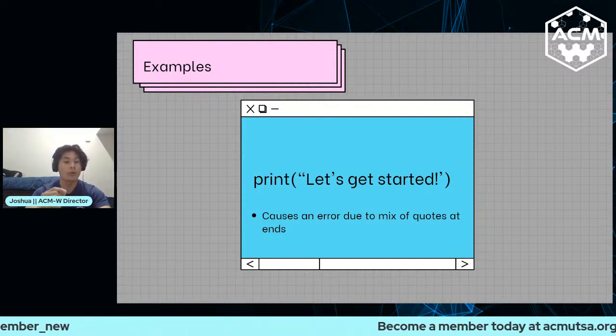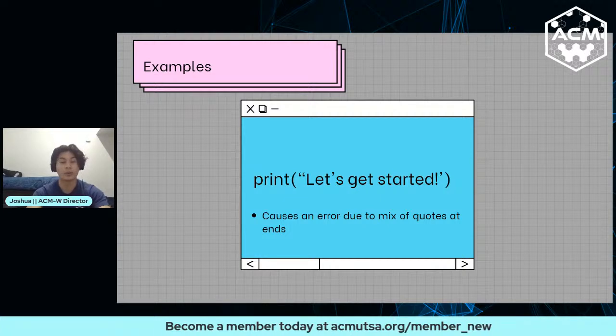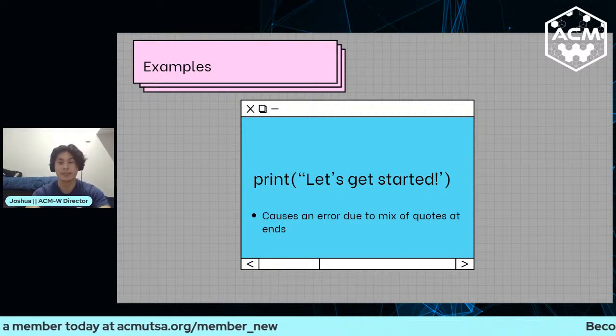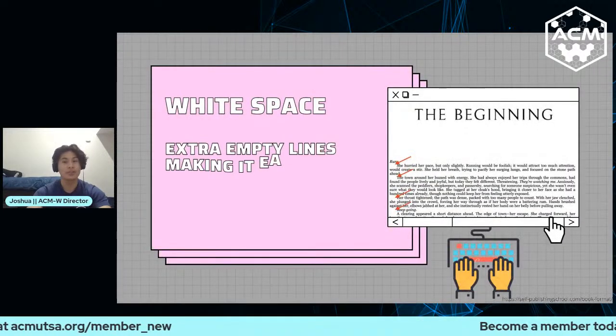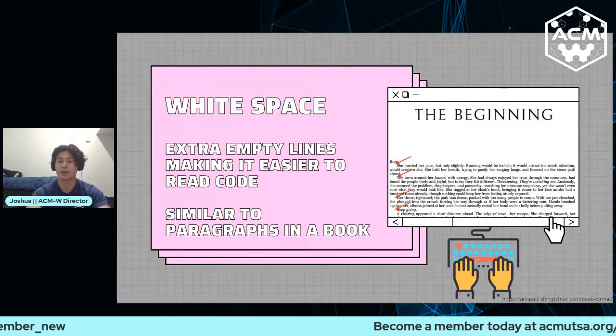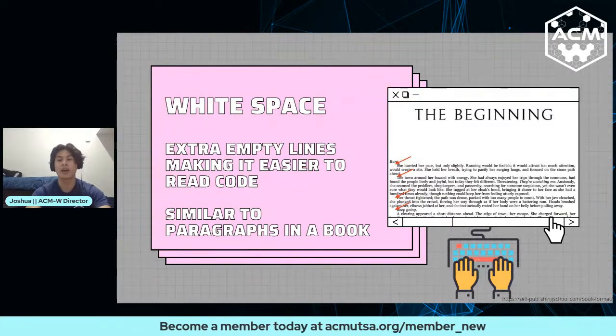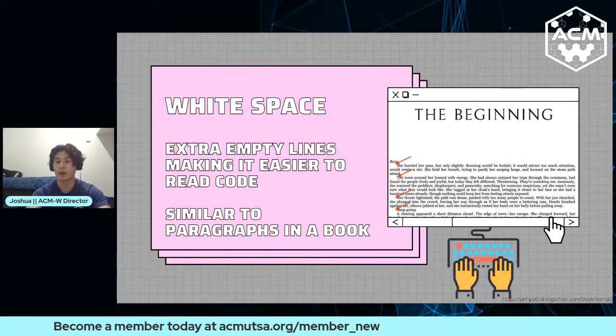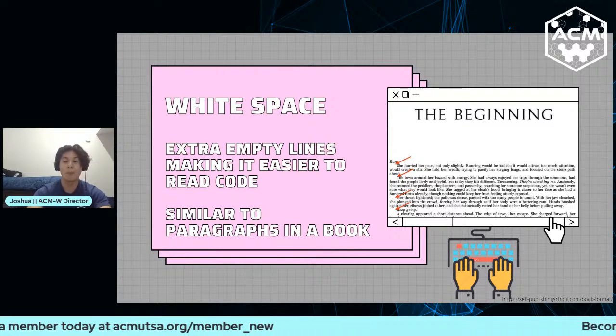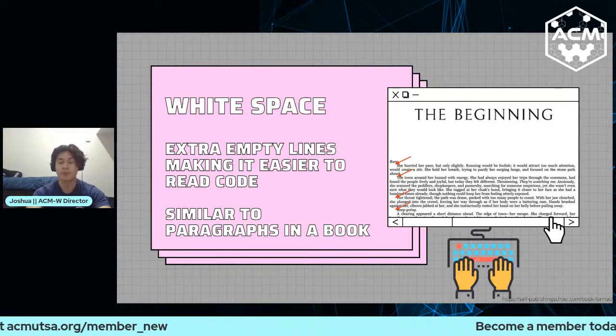For this workshop, I'll specifically be using double quotes for strings, as it's the most common version that you'll see across languages. So now let's talk about blank spaces. Python doesn't really care about extra empty lines in your programs, just like in most languages. In fact, it's common for developers to add extra empty lines, also known as white space. You can think of it a bit like paragraphs in a book.